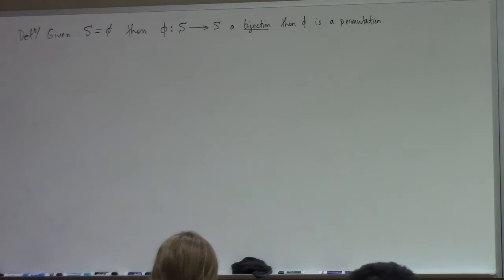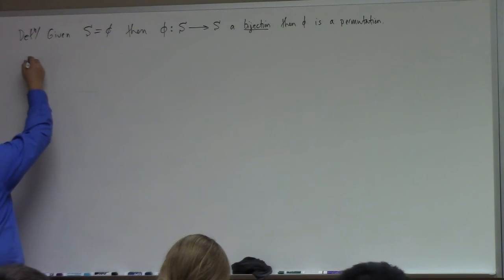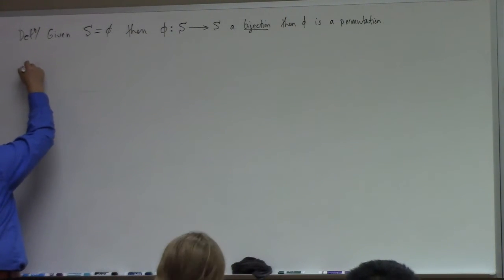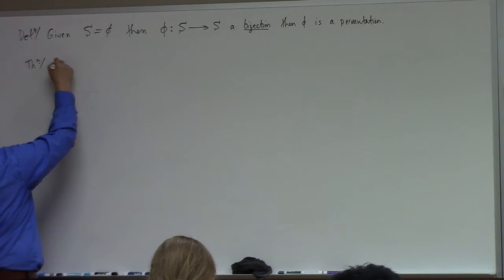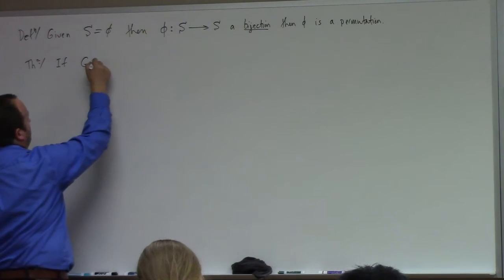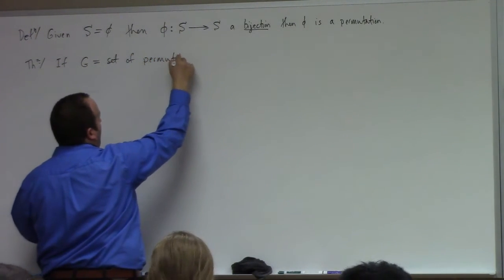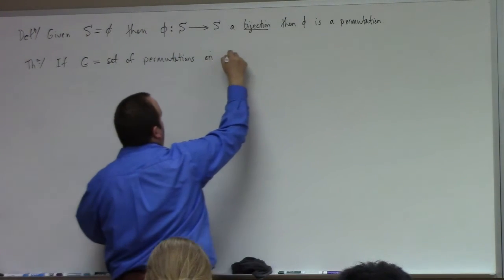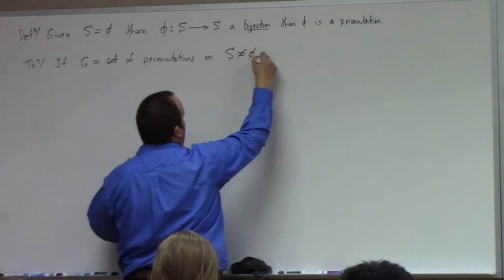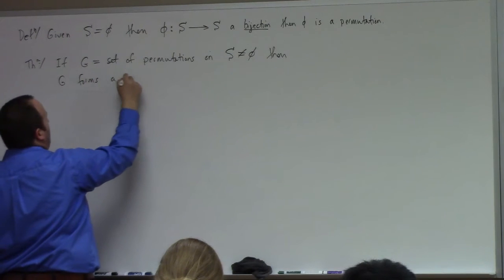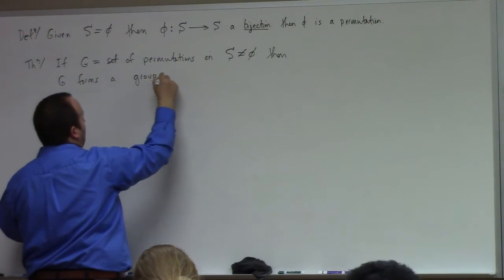So this actually allows us to invent an interesting group. In fact, this is really more in tune with what Galois did to start with, to study permutations of roots. Here's the deal, a theorem really: if G is the set of permutations on S, not empty, then G forms a group with respect to what?